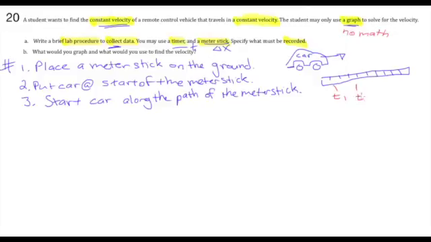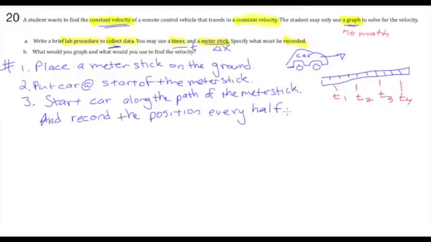And it doesn't matter which one you decided to keep constant. You just had to pick which one. So let's say we kept time constant. Start the car along the path of the meter stick and record. Well, I need to say what to record. Record the position every half second.